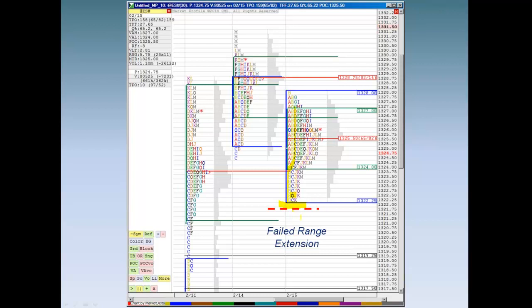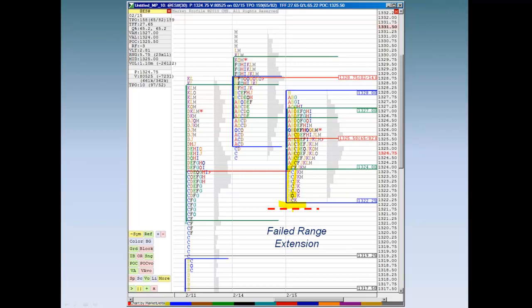So obviously, the responsive buyer responded again and picked up prices, and look at what they did with them. They moved prices in the C period all the way up back to the point of control. And if you notice, C printed one print right above the point of control. All right, then what happened with period D?